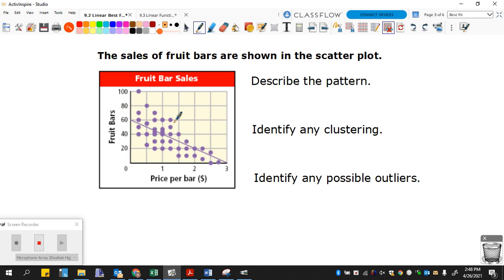All right. Another example: sales of fruit bars are shown in the scatter plot. Describe the pattern. Once again, you see there's a downward correlation, or a negative correlation.